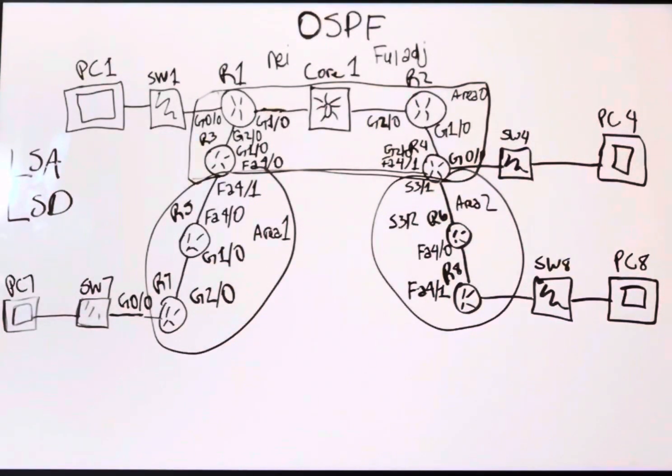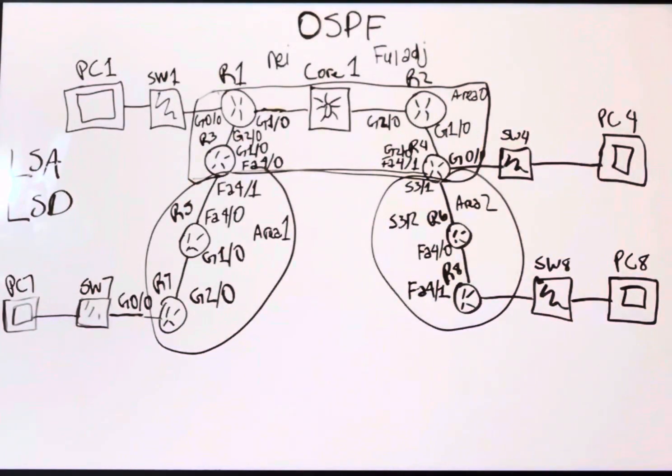OSPF, Open Shortest Path First. I will describe how OSPF forwards packets. There is area 0, the backbone, area 1, and area 2.